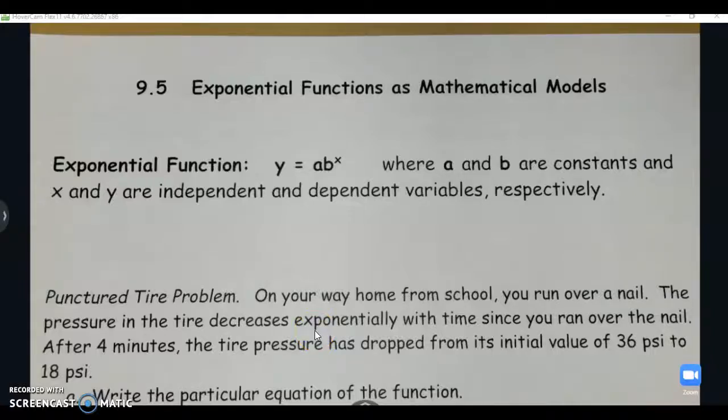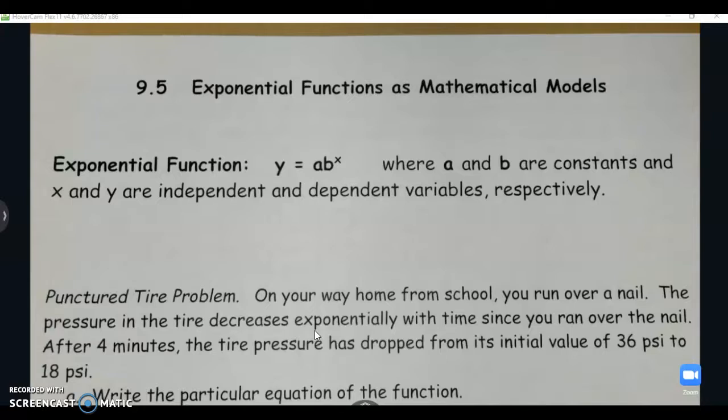All right, this is our last set of notes before our next test. We are going to be writing exponential functions as mathematical models. So remember, an exponential function, y equals a times b to the x power, where a and b are constants, and x and y are the independent and dependent variables. So x is your independent, y is your dependent, and we are going to figure out what a and b are.